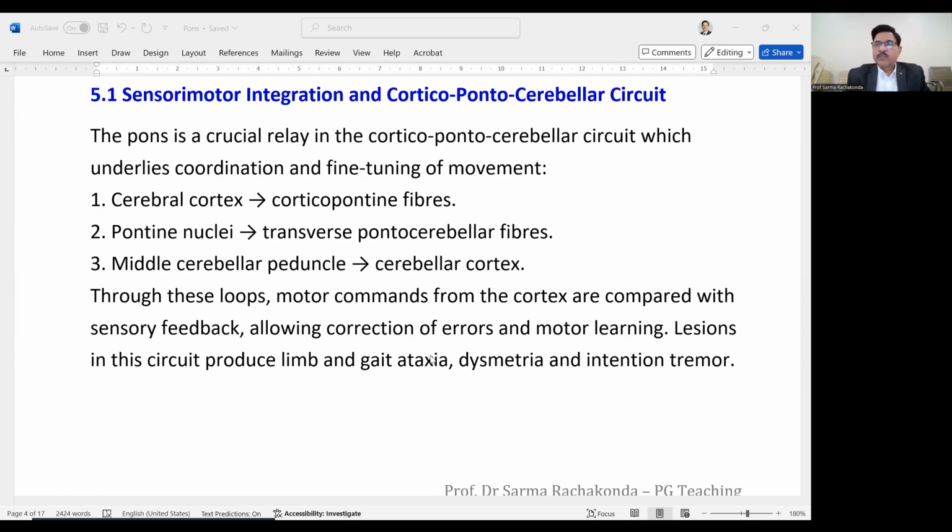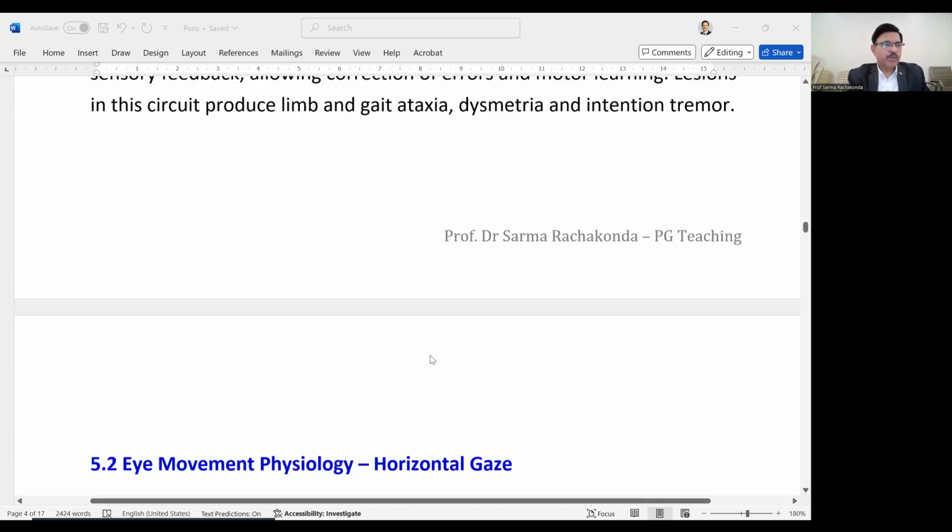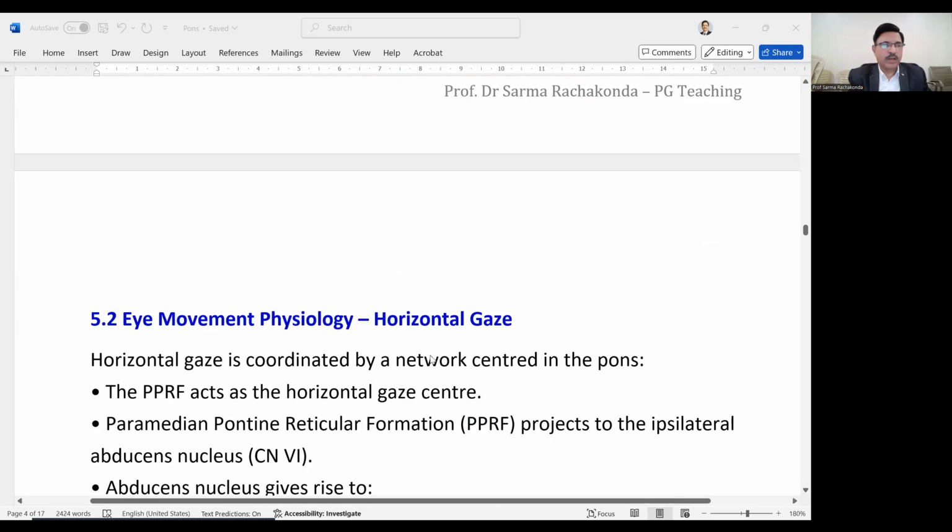What is dysmetria? Finger nose is a manifestation, unable to measure the distance. Suppose he is doing it, he will not know where the tip of the nose is. Because of dysmetria, he will either have past pointing or undershooting. Dysmetria and intention tremor. Lesions of this will produce gait ataxia, dysmetria, intention tremor, in addition to the corticospinal lesion, which produces a hemiparesis or hemiplegia on the opposite side. Okay, that is about the sensory motor integration.